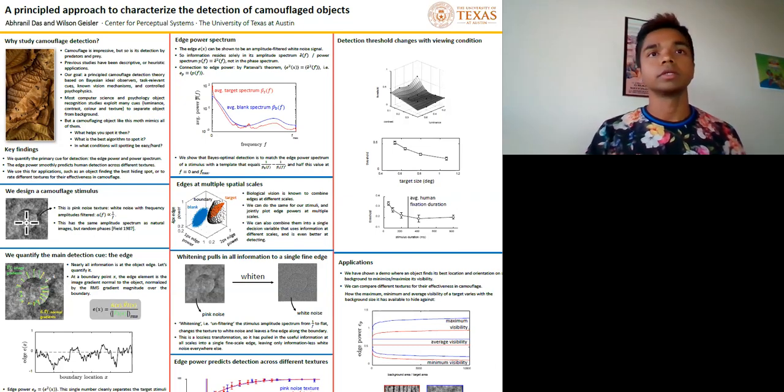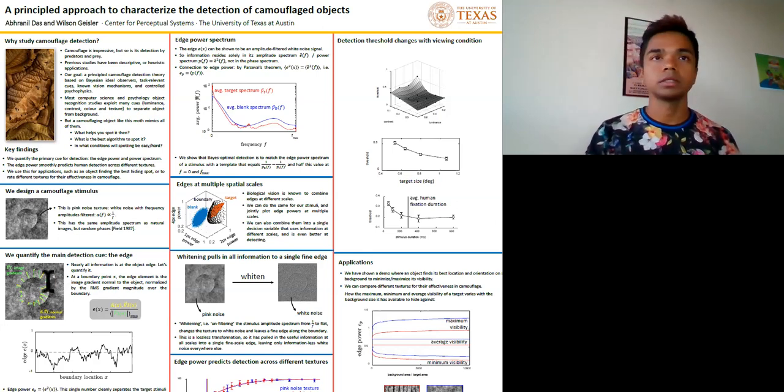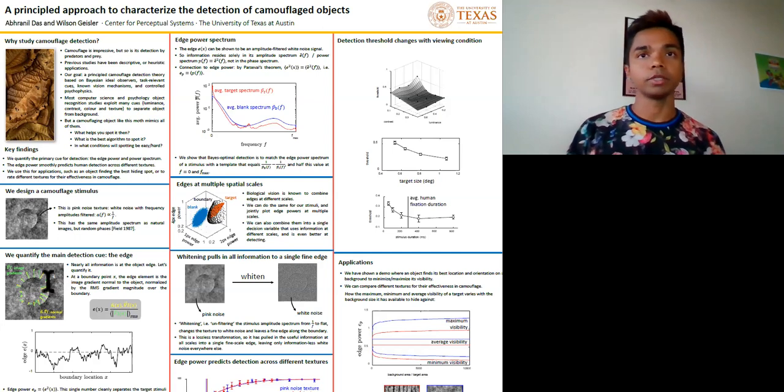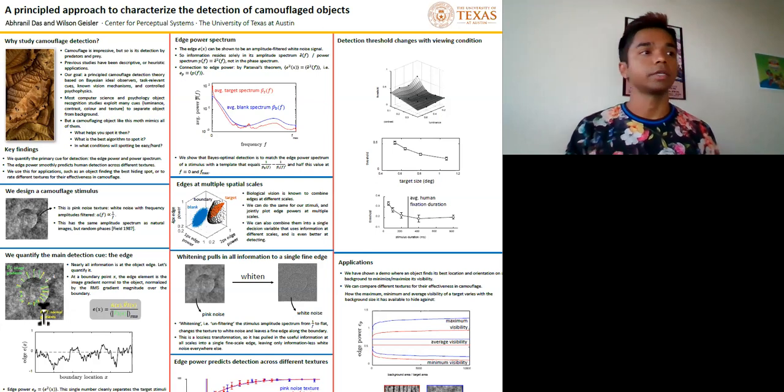At a point on the boundary, we compute the image gradient perpendicular to the object boundary, normalize it, and call it the edge element. You can compute this all along the boundary, which gives us the edge vector. This edge vector contains most of the information for detecting the presence of a target.